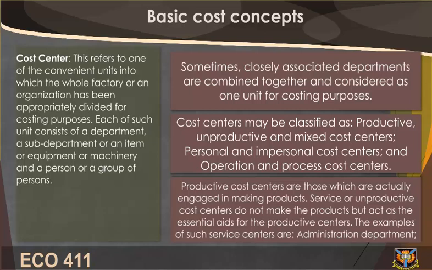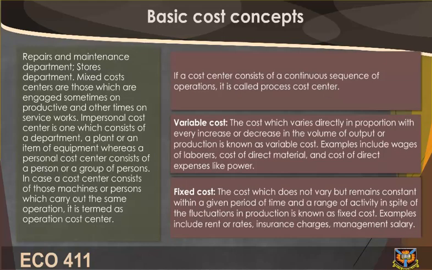Productive cost centers are those which are actually engaged in making products. Service or unproductive cost centers do not make the products but act as the essential aids for the productive centers. Examples of such service centers are administration department, repairs and maintenance department, stores department. Mixed cost centers are those which are engaged sometimes in productive and other times in service works.